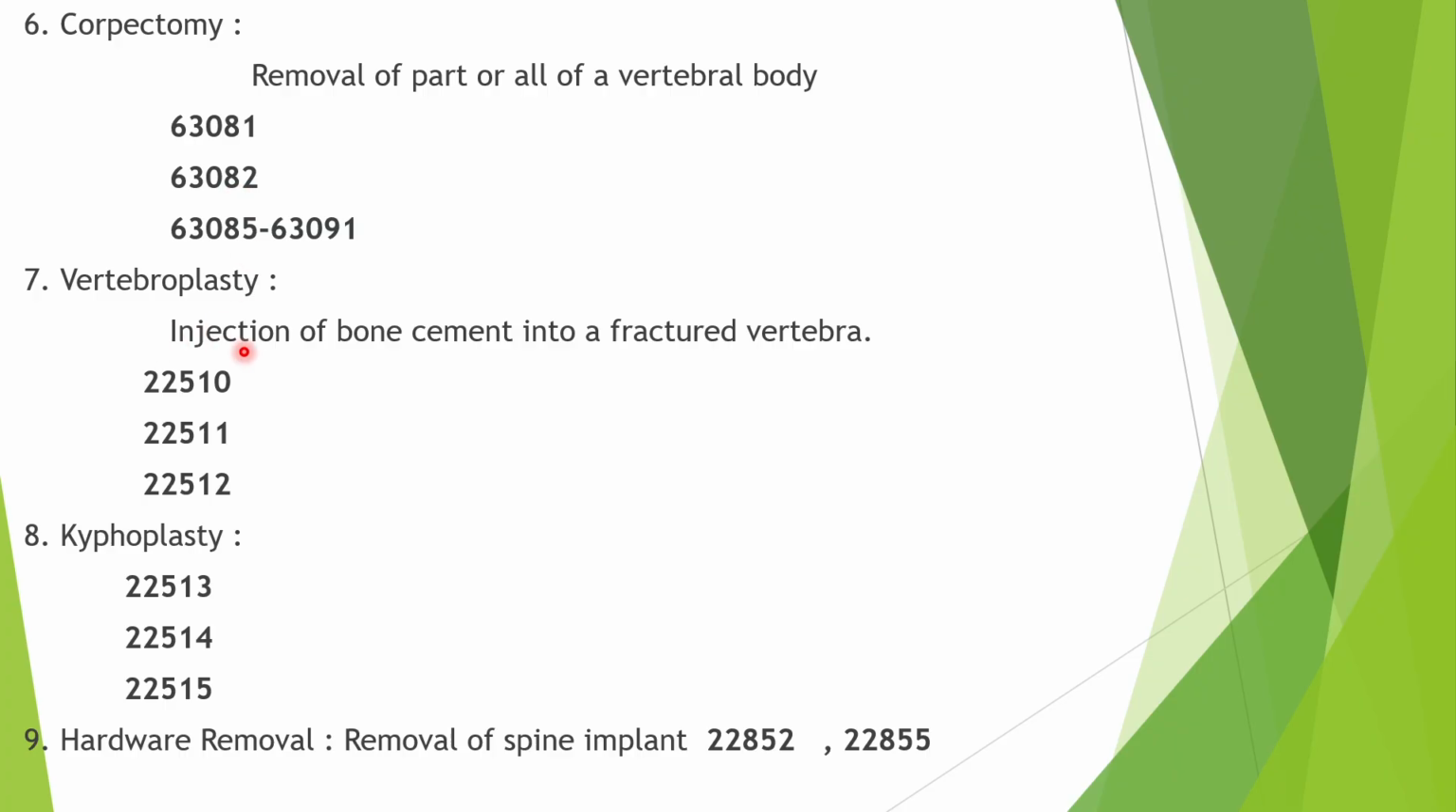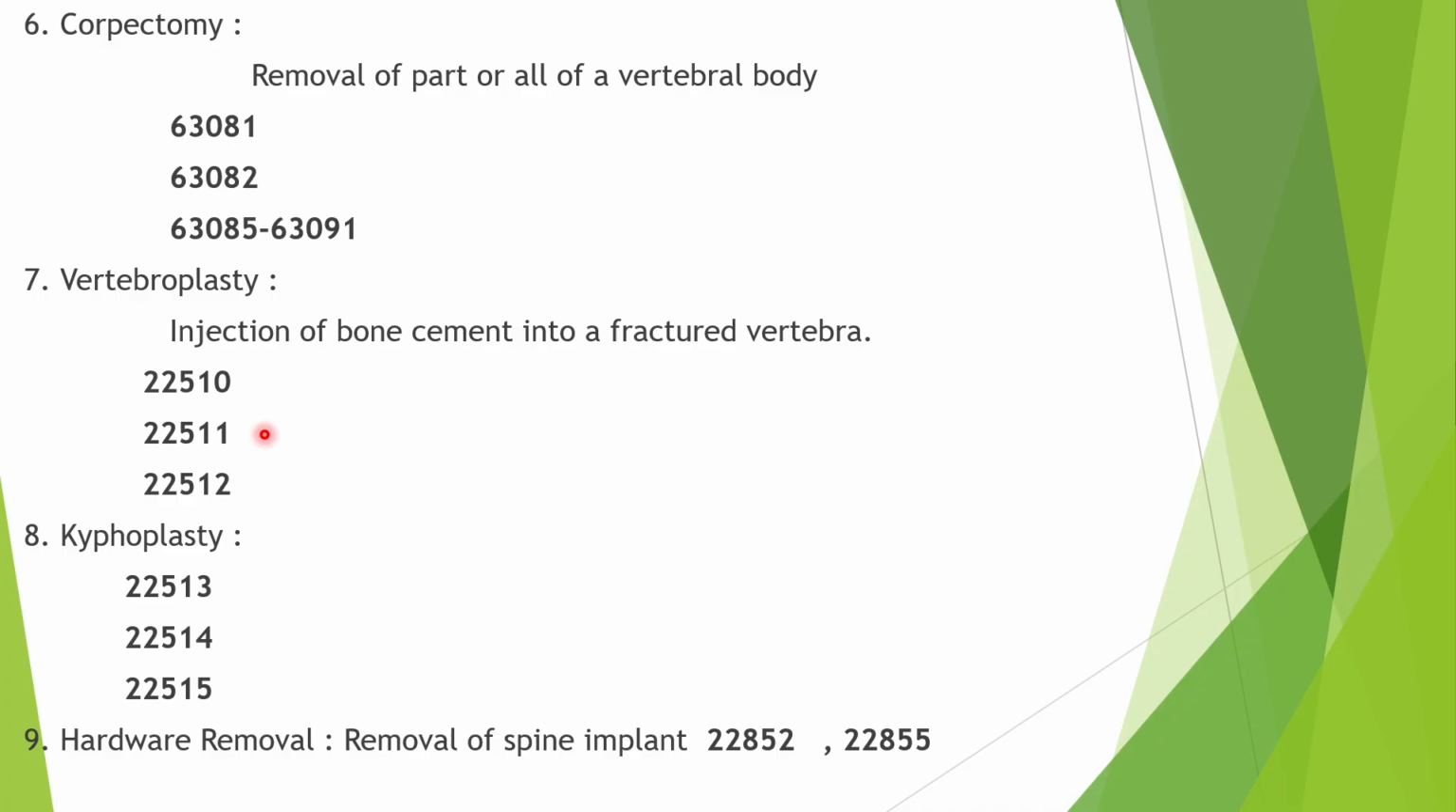Now vertebroplasty. So vertebroplasty codes will be 22510, 22511. So what are these codes? This is a vertebroplasty code, regional, like for example, thoracic. This one is thoracic vertebroplasty. This one is the lumbar vertebroplasty. Okay, you can also check in the books.